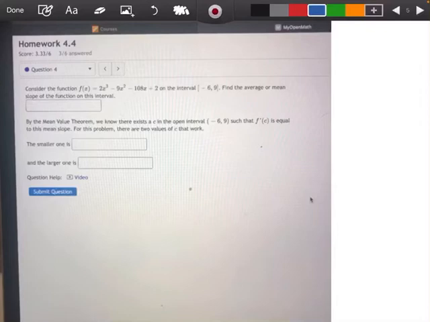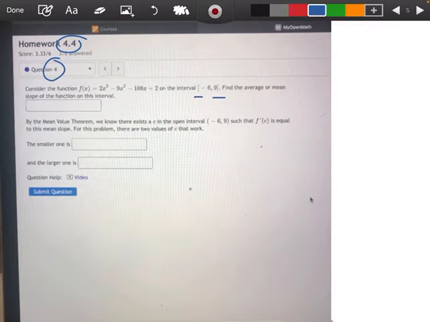So this is a homework question out of 4.4. This is problem number 4. And it says, consider the function f of x equals 2x to the third minus 9x squared minus 108x plus 2 over the interval from negative 6 to 9. Find the average or the mean slope of the function on this interval.